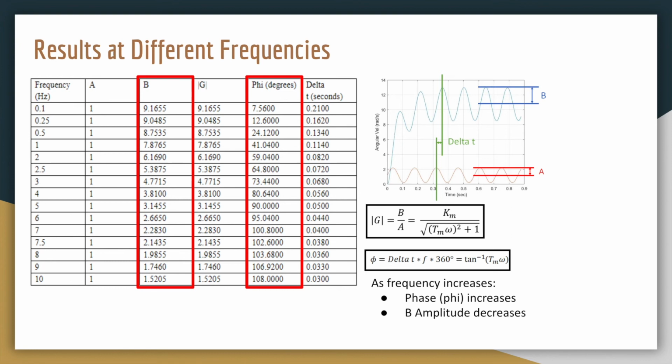An important trend to note in the table is that as frequency increases, the phase lag phi increases and the output amplitude b decreases. This is due to an inverse relation between omega and the magnitude b over a, and a proportional relation between omega and phase lag. These can be seen in the formulas listed below the graph.